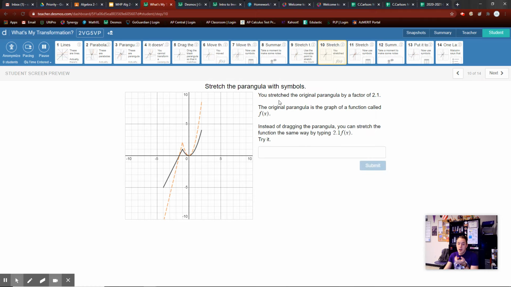Now, stretching the original parangula by a factor of 2.1. How can I do that? Well, if I type this in, 2.1 times f of x, that's what I get. Now what if I do 1/2 times f of x? What happens here? Now what if I do 10 times f of x?